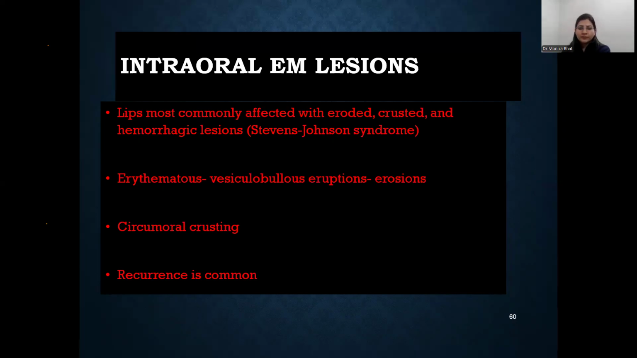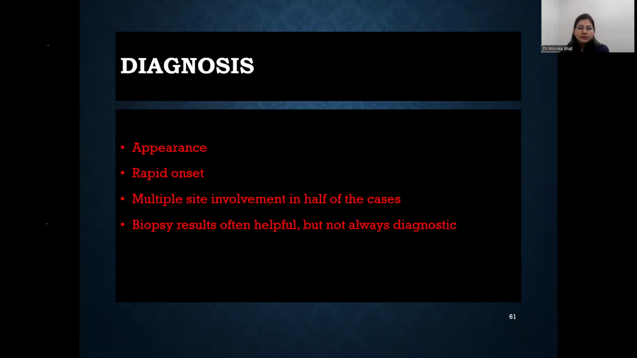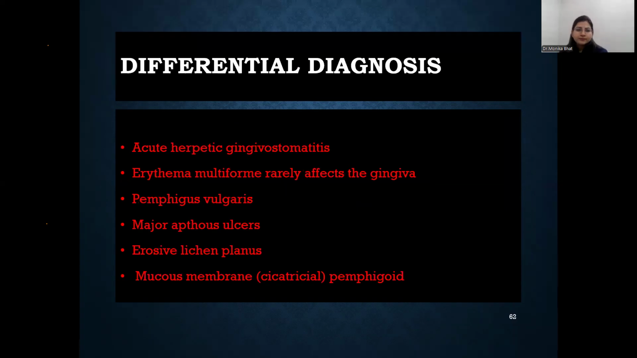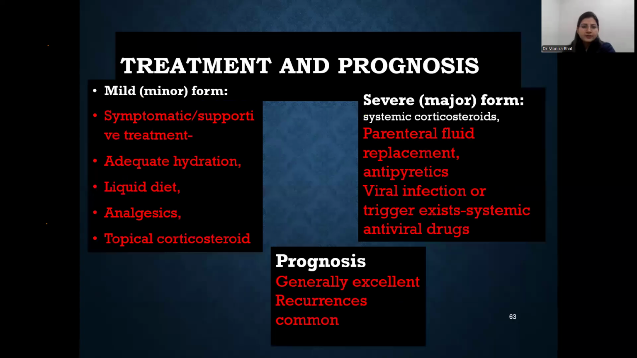Recurrence is common. In the diagnosis, the appearance, as I said, is encrustations or bleeding seen in the circumoral part. Multiple site involvement in half of the cases can be appreciated. Biopsy will help rule out, but is not always diagnostic. So the differential for this kind of disease is acute herpetic gingivostomatitis, where erythema multiforme affects the gingiva, pemphigus vulgaris, major aphthous ulcers, erosive lichen planus and mucous membrane pemphigoid, but there we can have the gingivostomatitis.